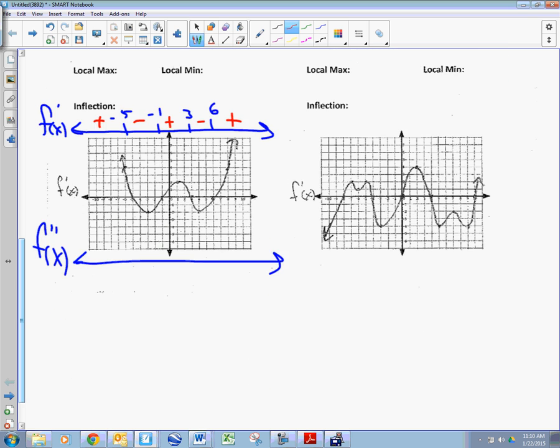Second derivative. Where is the second derivative equal to 0? That's where the derivative of the first derivative is 0. That spot, which is -3, 1, 4.